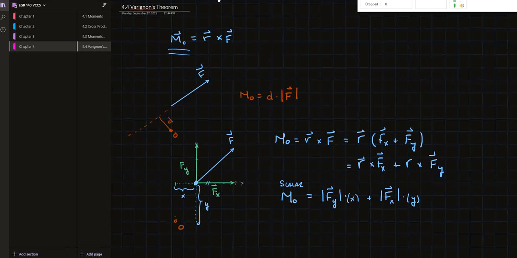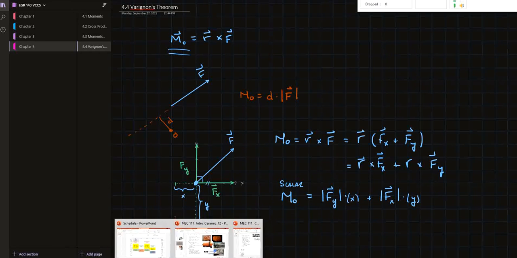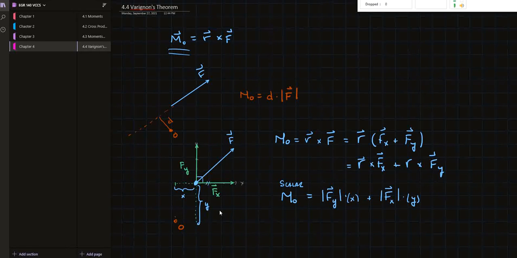Sometimes it's easier to decompose your force vector into x and y mutually perpendicular components and find their perpendicular distances to the point that you're going. This is called Varignon's Theorem.